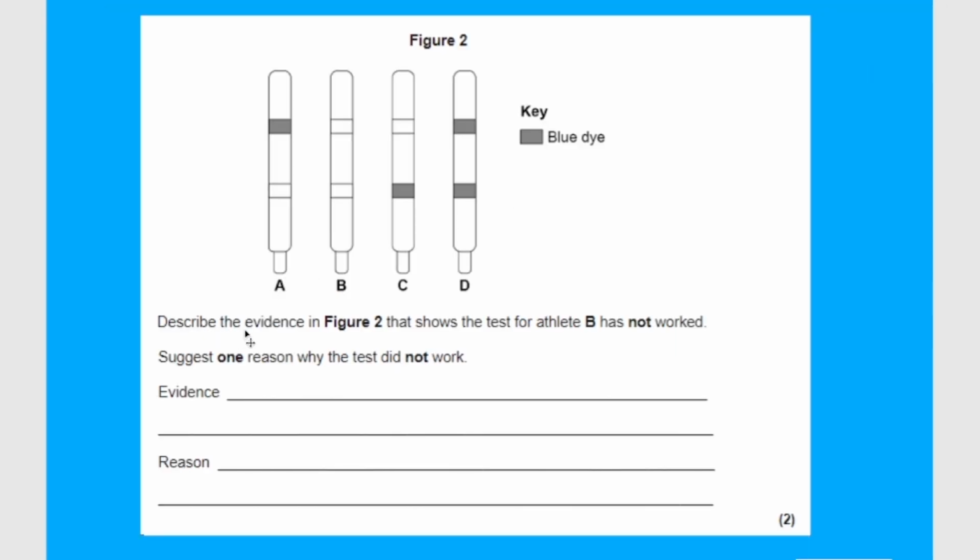Describe the evidence in figure 2 that shows the test for athlete B has not worked. So we're looking at this test strip here, and there are no bands on it. The first band isn't blue, the second band isn't blue. Suggest one reason why the test did not work. So you're going to say what the evidence is, and then you need to give the reason for it. Pause the video now. What would you put?